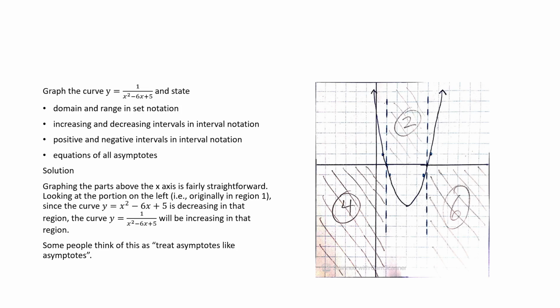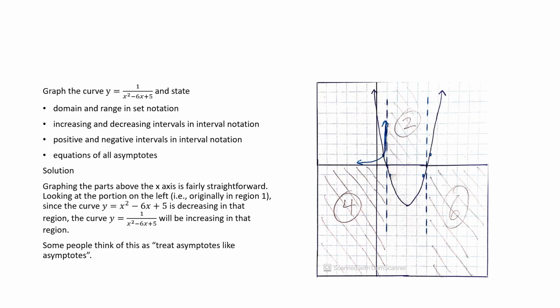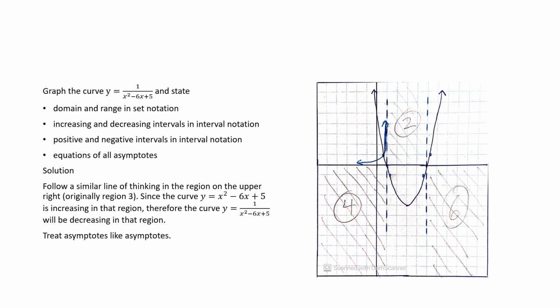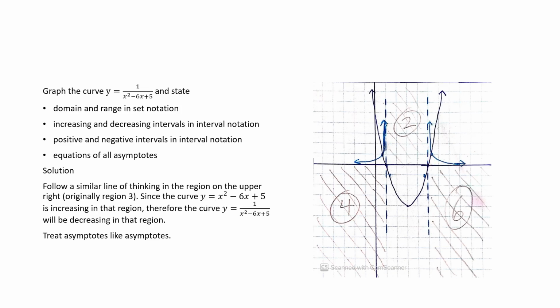And now again, focusing on the left-hand upper portion, we want to make sure that we draw a curve that goes through the indicated point and treats these asymptotes like asymptotes. And so when we do that, we get a curve that looks like that. Then looking at the part of the curve on the upper right, we want to make sure that we treat those asymptotes like asymptotes, and we get a curve that looks like that.